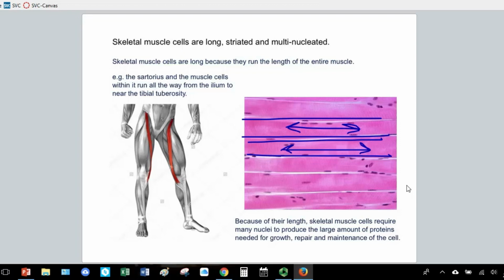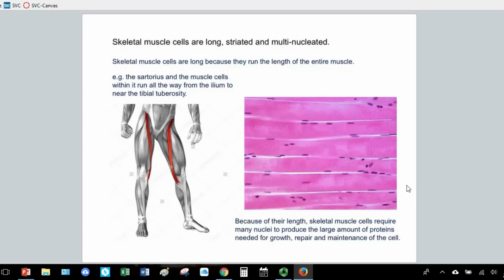And something else you can probably notice in there are these striations, these lines. And these lines are running perpendicular to the direction of the skeletal muscle cell. And they're a distinguishing feature of skeletal muscle. We also find it in cardiac muscle as well.